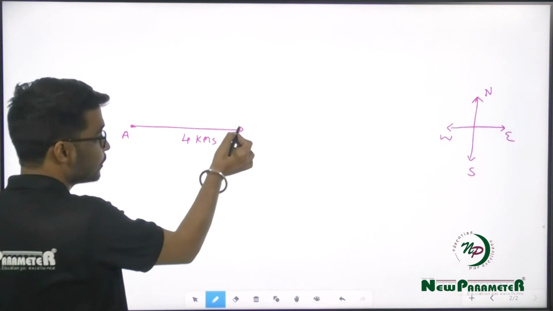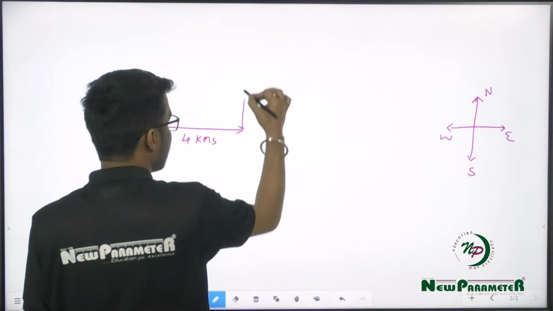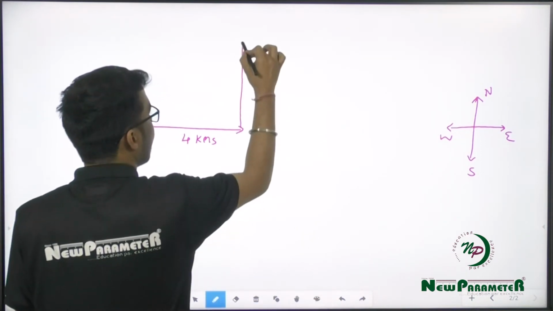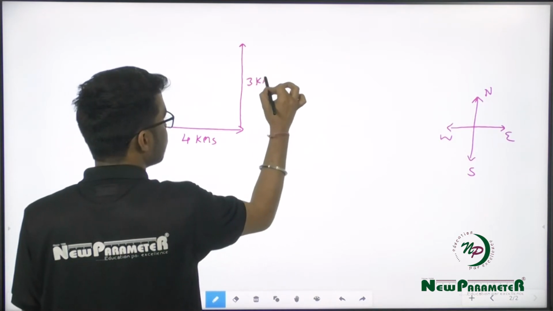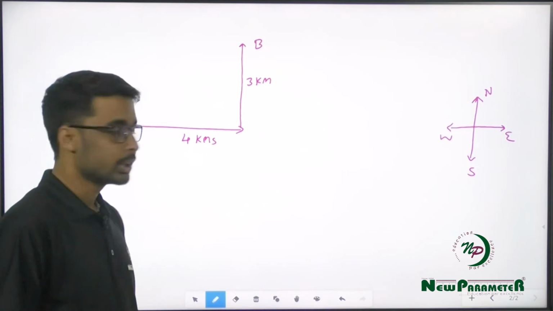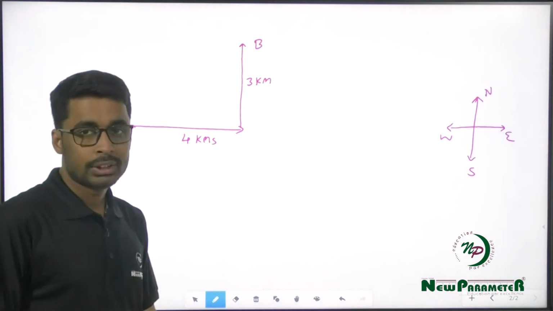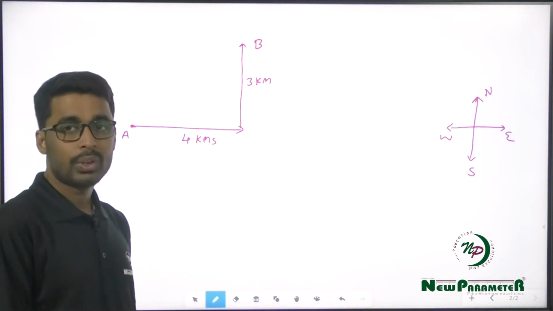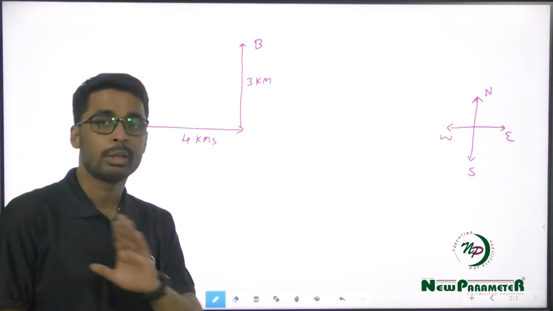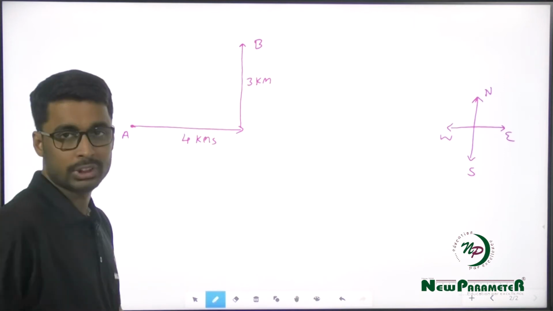From this point, he has taken a turn and moved in north direction up to a distance of 3 kilometers and stopped at point B. Now in this particular case, he would be asking you what would be the distance between point A and point B, or what would be his distance between his starting point and his ending point. So make sure about that. A was his starting point and B was his ending point.